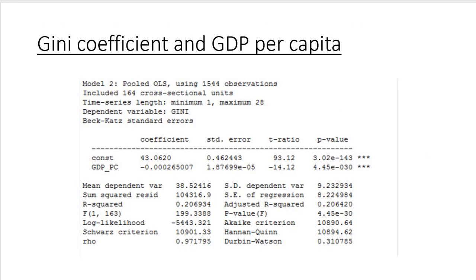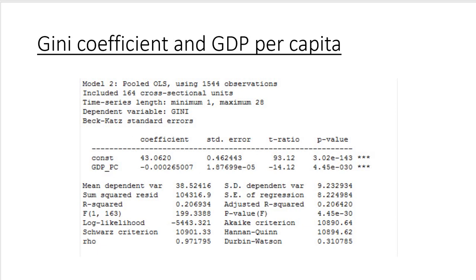So here I collected 1,544 observations in a panel data set, and I am specifically interested in the relationship between income inequality and GDP per capita. The Gini coefficient is used as the measure of income inequality, and a higher value of the Gini coefficient indicates a higher level of income inequality. Here we have the negative coefficient, which means that higher GDP per capita will result in a lower value of the Gini coefficient and consequently a lower level of income inequality, or a higher level of income equality, whatever you prefer.